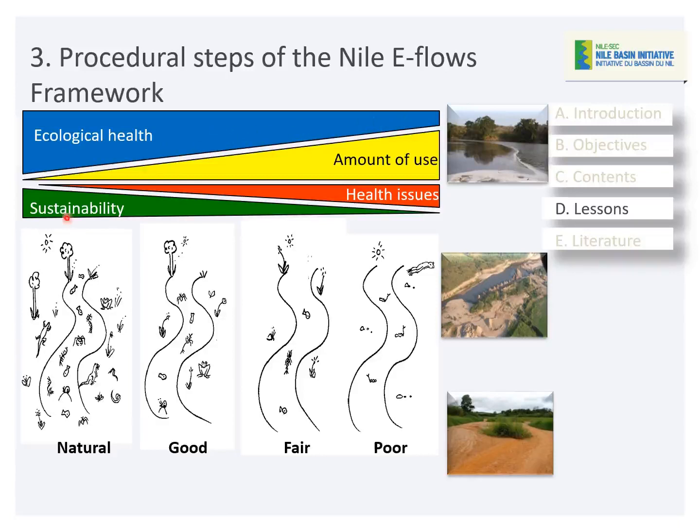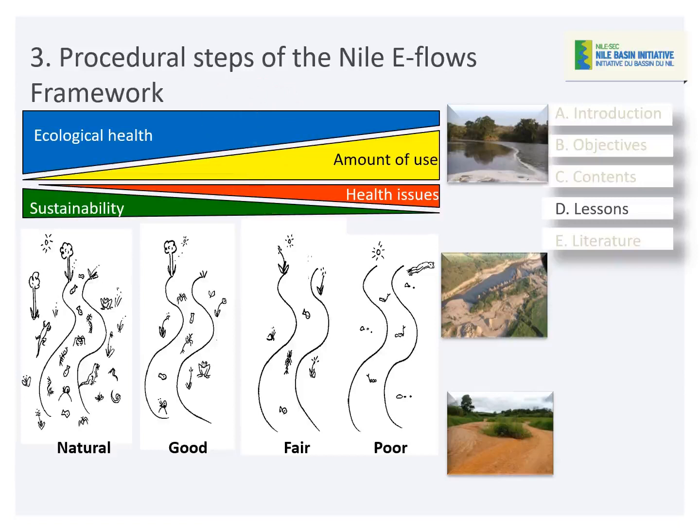And you can see here that's what's represented in this green bar at the bottom of sustainability. We want to maintain sustainability, we want to avoid health issues, and we want to get the balance between the ecological health and the amount of use. This refers to, by the way, the health issues associated with human communities. So we're trying to manage and keep a system in this good to fair ecological state. We don't want it to exceed beyond a fair ecological state, and then it becomes unsustainable.